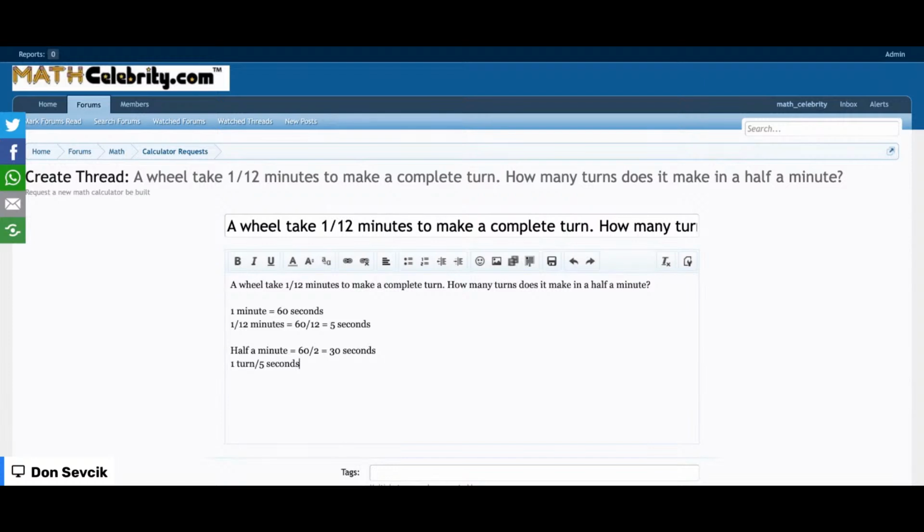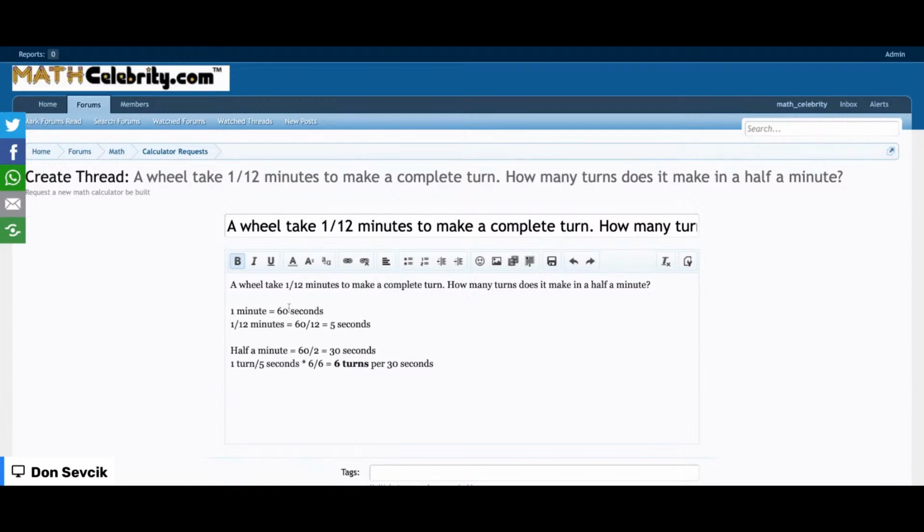To get to 30 seconds, we need to multiply by 6 because 30 divided by 5 is 6. So times 6 over 6 equals what? 6 turns per 30 seconds, which is a half minute. That's our answer. That was the key.